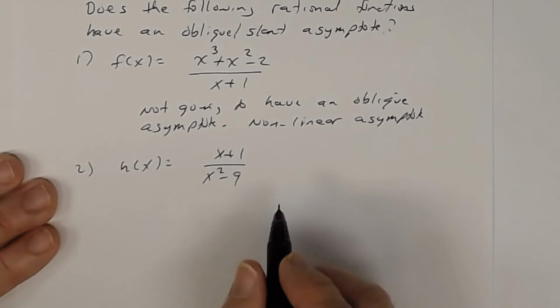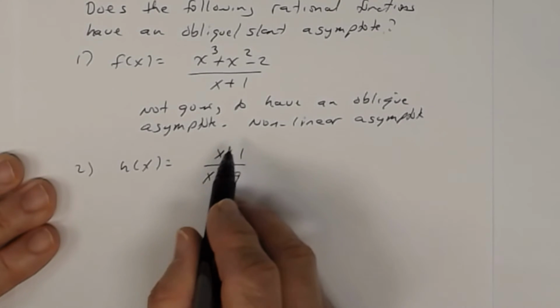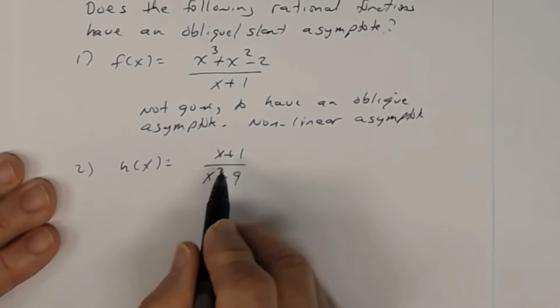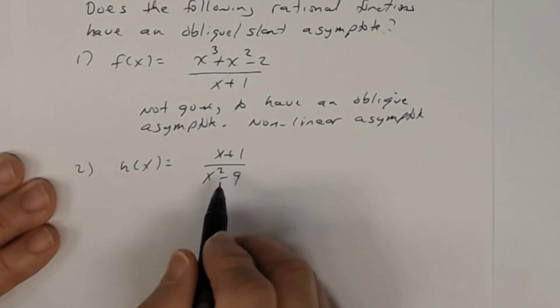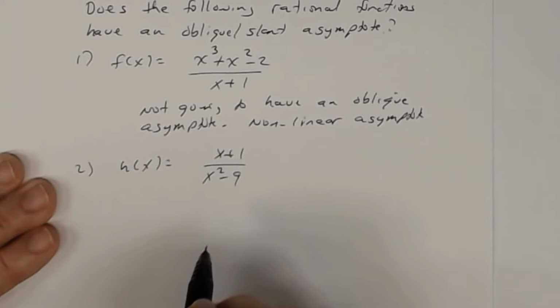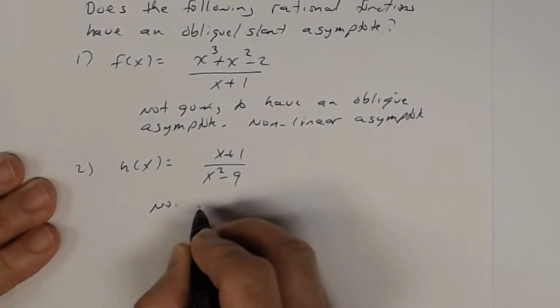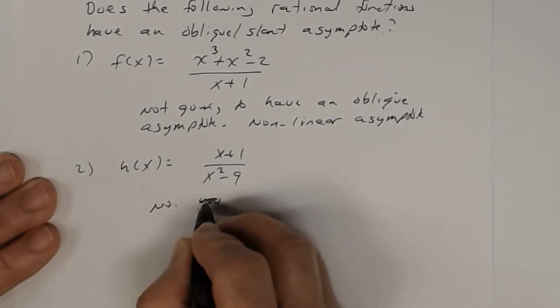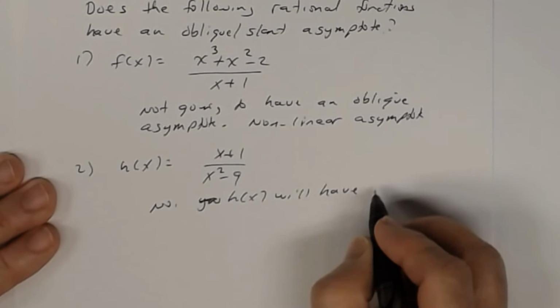So are you going to have an oblique asymptote? The answer is no, because look at the degree of the numerator. The degree of the numerator is 1. The degree of the denominator is 2. The degree of the numerator is less than the degree of the denominator. So what are you going to have there instead? You're going to have a horizontal asymptote. So the answer is no. h of x will have a horizontal asymptote.